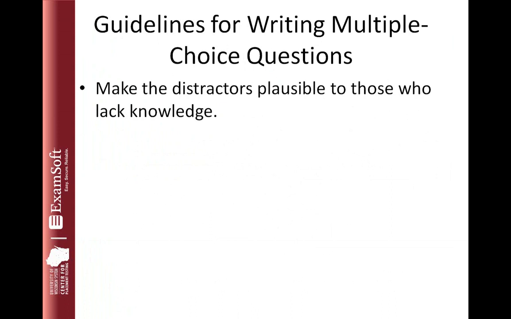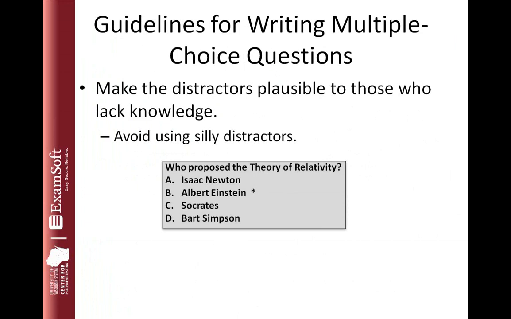In making distractors plausible to those who lack knowledge, we want to avoid using silly distractors. So who proposed the theory of relativity? Bart Simpson is a cartoon character. It's likely that he did not propose the theory of relativity, and most examinees are going to be able to simply rule him out. Along the same lines, we want to avoid highly technical distractors or highly technical incorrect options. They're going to stick out to the examinee, and some people are going to select them simply because they think that option is harder, so it must be the correct answer.